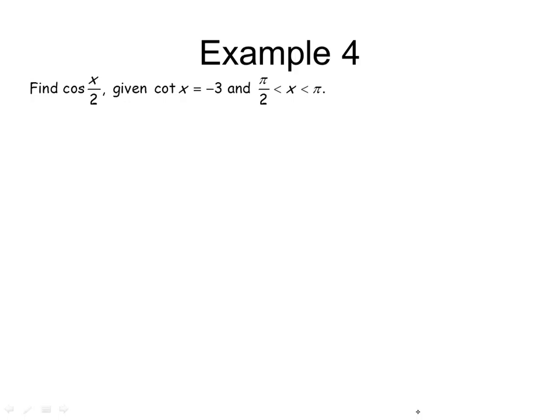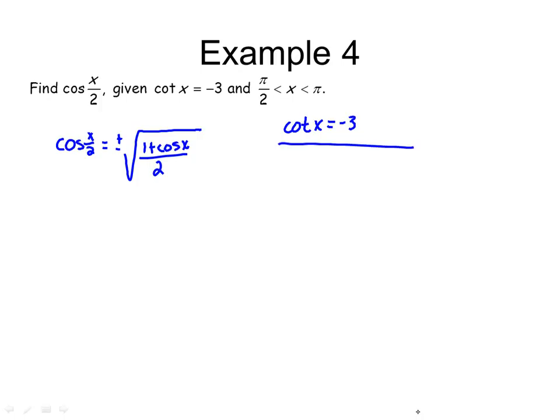This one's not so easy. Find cosine half angle, cosine x over 2. Alright, so let's write down the formula. We have plus or minus the square root of 1 plus cosine of x over 2. Okay, I am given cotangent of x is equal to negative 3. Tell me everything that you know. Let's just make a list. Tell me everything that you know from here.